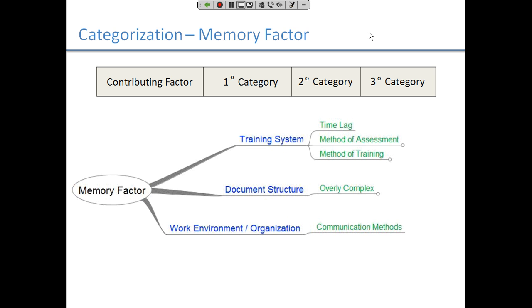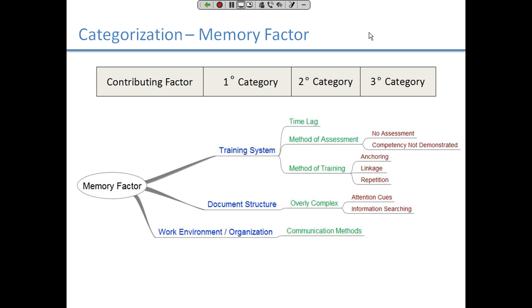So teasing this one out a little bit further, competency and the demonstration of competency is so important. Assuring that the method of training takes advantage of certain aspects of what makes good training in terms of anchoring knowledge, linking knowledge to prior information, and very importantly, repetition.